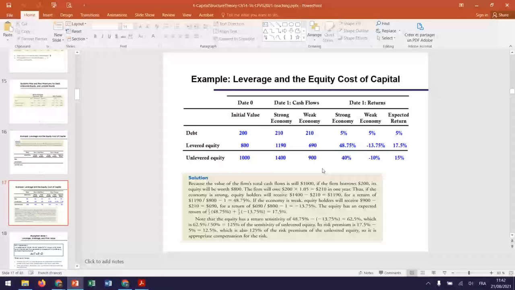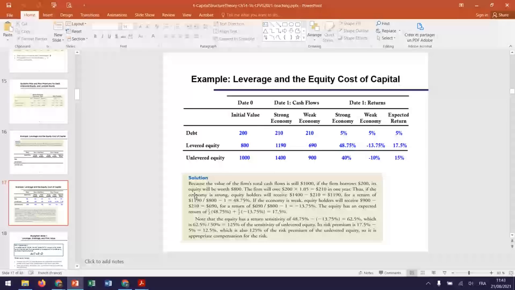With the 5% cost of debt here, as you can see, the levered equity holder will get 1,400 minus 210. Okay, you get 1,190. In the weak economy, the 900 will go first to the 210 to the debt holder, and the remaining cash flow is 690. And I can calculate the return: in the strong economy, I get 48.75% and minus 13.75%. So my expected return should be 17.5%.